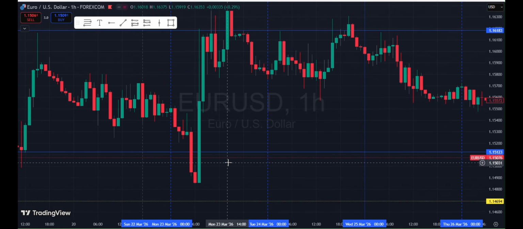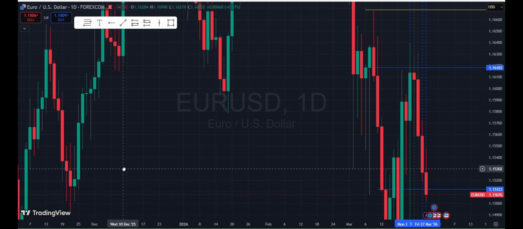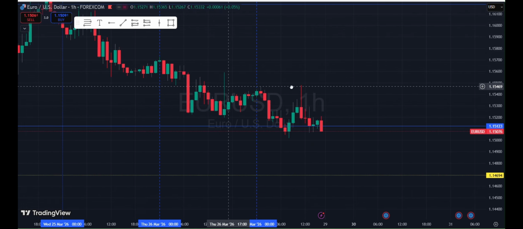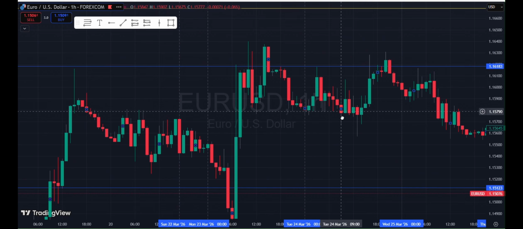Just like the US Tech, on the Euro USD price traded into the order block on Monday. This is a daily order block that we are looking at price to hold. So price traded into that area and respected the zone. We drop to our daily time frame and see how price moved.